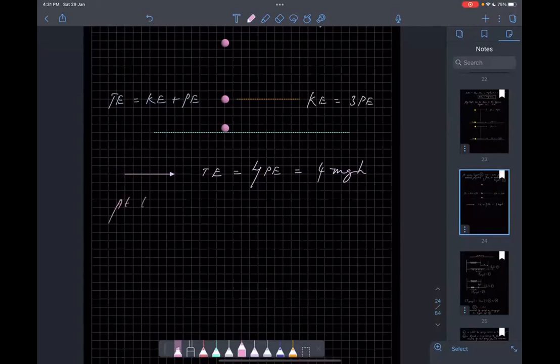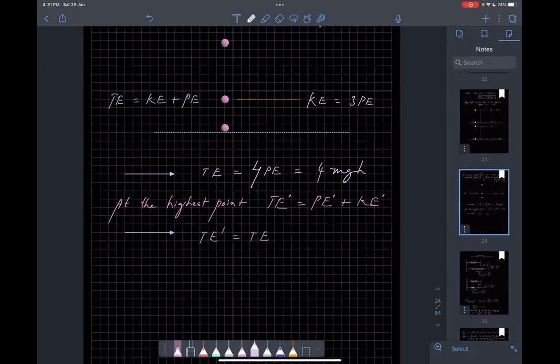Total energy will be constant in the whole projectile. At the highest point, total energy is potential energy dash plus kinetic energy dash. This implies total energy should remain the same, right? TE dash must be equal to TE.